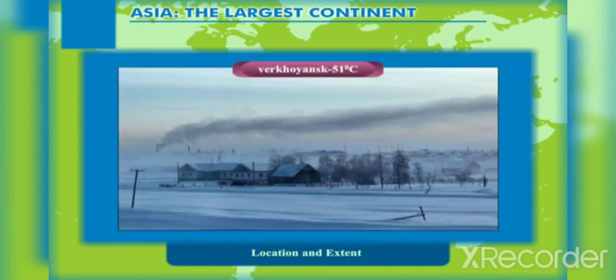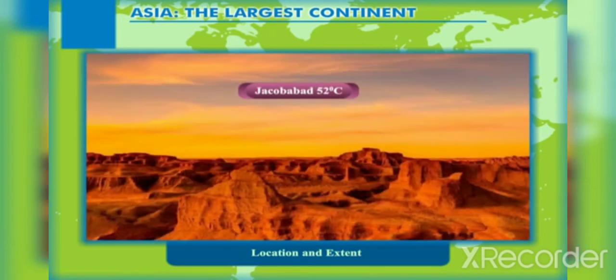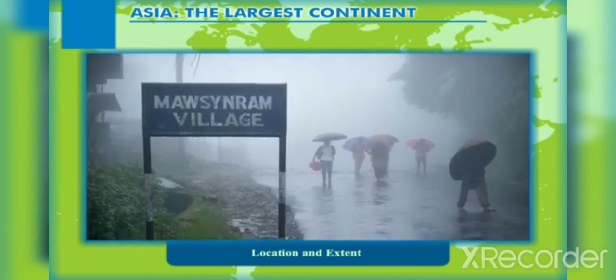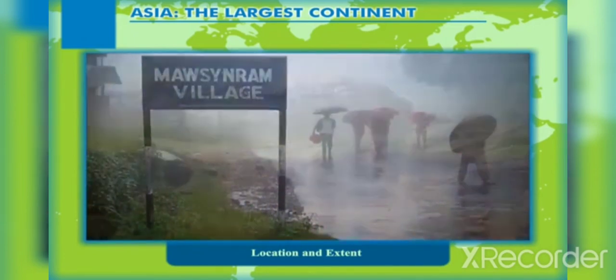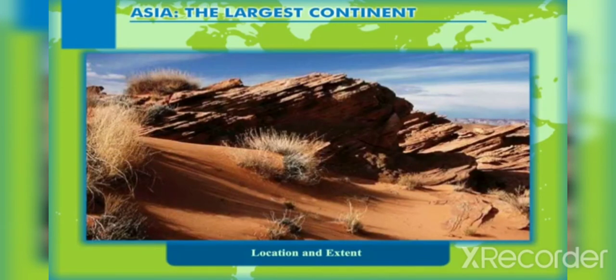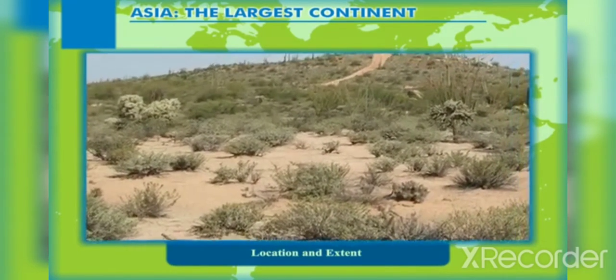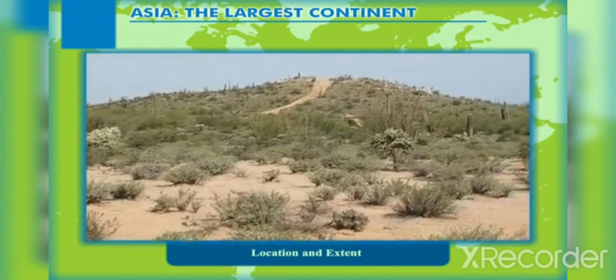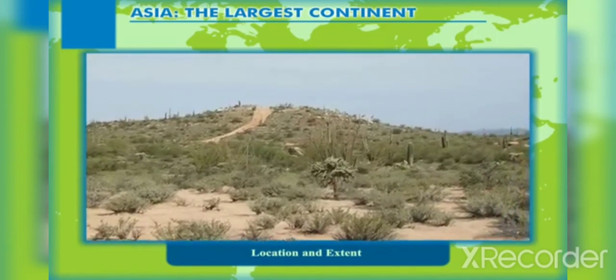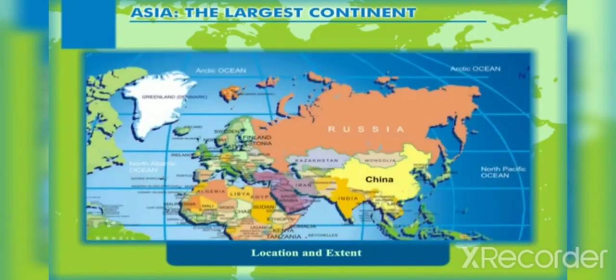Verkhoyansk in Siberia is the place which experiences an average temperature of about -51 degrees Celsius in January. Jacobabad in Pakistan has recorded the temperature of about 52 degrees Celsius. Monsoonram in India is the place that receives highest rainfall in the world. Deserts of Asia receive less than 5 centimeters of rainfall. The vegetation also has a variety. There are mosses and lichens in the tundra region. The deserts have thorny bushes and shrubs, whereas dense forests cover the equatorial and tropical regions. China is the largest country in terms of population in the world. Asia also has sparsely populated regions.